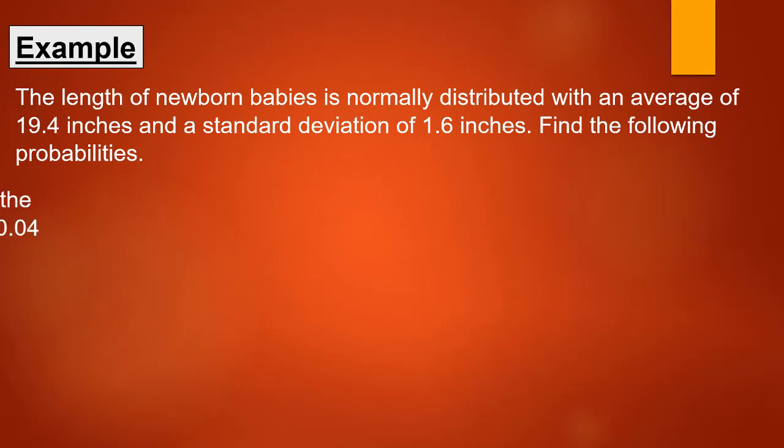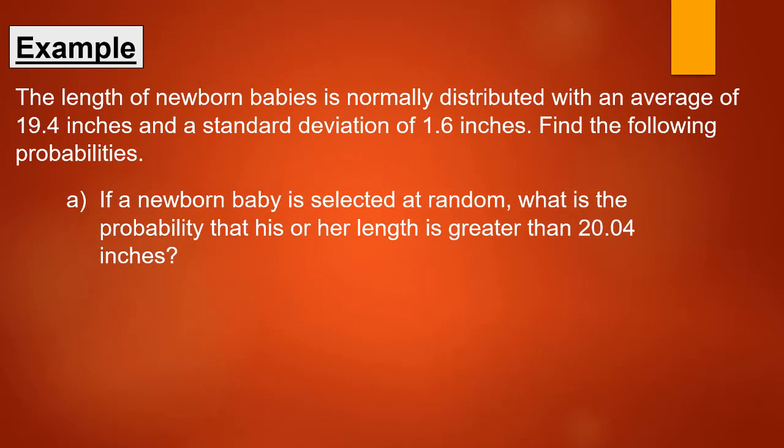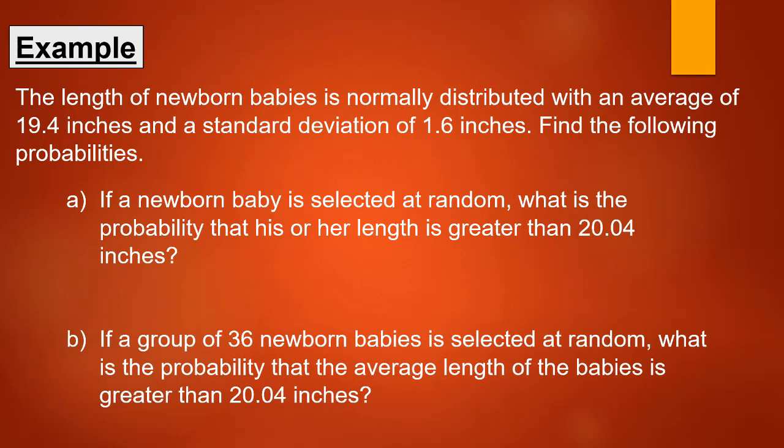So, if a newborn baby is selected at random, just one, what's the probability that his or her length is greater than 20.04 inches? Second, if a group of 36 newborn babies is selected at random, what is the probability that the average length of the babies is greater than 20.04 inches? Notice the difference in these two questions. The first question is talking about one single baby. The second question is asking about a group of 36 babies. So this is the difference, right?